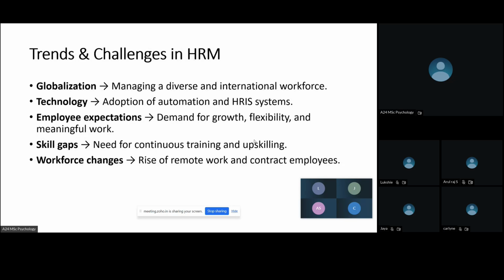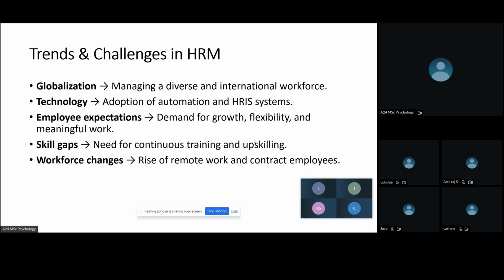And what are the trends and challenges in human resources management? The first thing is globalization. As I was saying, if the company is only operating in one single country, then there is no problem. The policies will not differ from country to country. Maybe state to state it can differ, but not country to country. So we have to manage a diverse and international workforce. So let's take TCS for example.